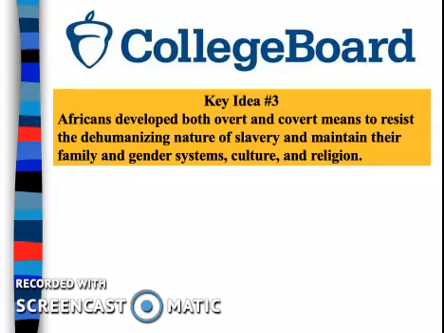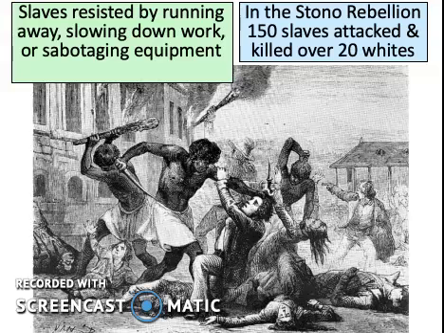Africans developed both overt and covert means to resist the dehumanizing nature of slavery and maintain their family and gender systems, culture, and religions. And so we want to look at some of those overt ways. Now, by far, the most famous of these overt, clearly seen ways of resisting was the rebellions. The Stono Rebellion was by far the most famous. 150 slaves attacked and killed about 20 whites. It was, like all slave rebellions, ultimately unsuccessful, but was the most famous rebellion of the colonial time period.